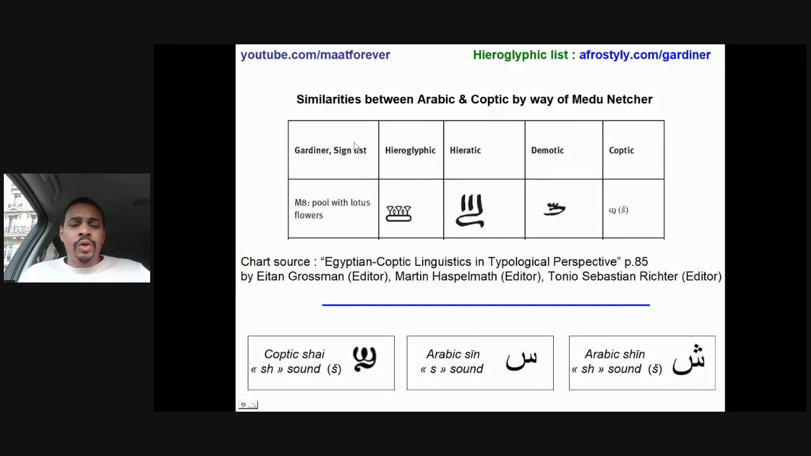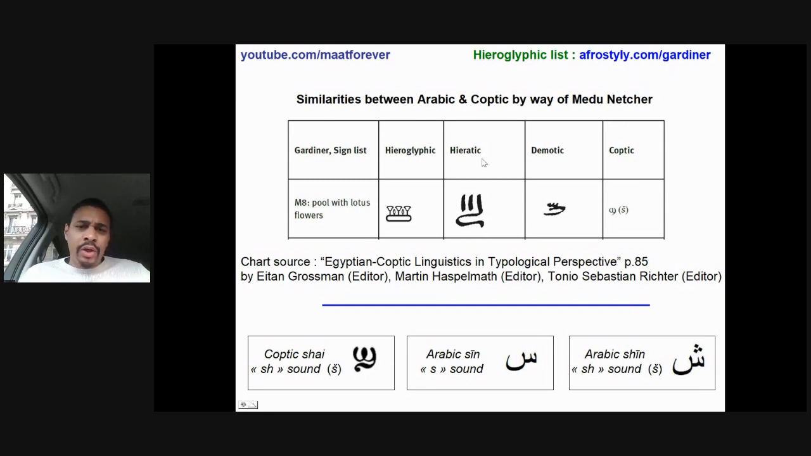For those who don't know, the Coptic is the latest phase of the Egyptian language, or the Medu Netcher. So here we have the Gardiner sign list. I've addressed that before, so I will not dwell on that. And you have the different symbols.